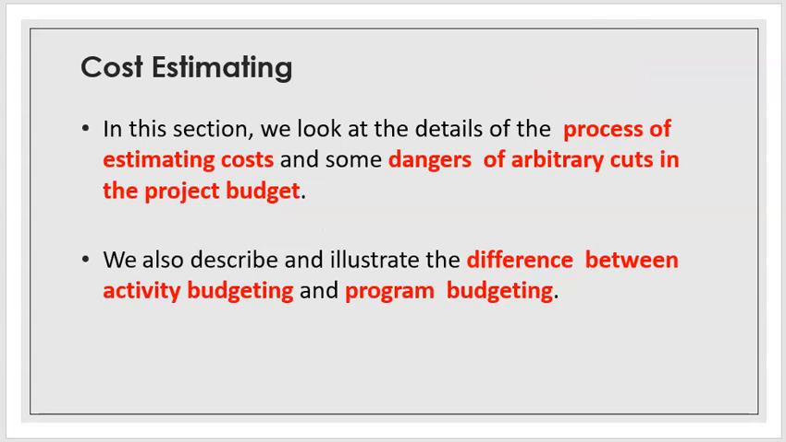So cost estimating. In this section, we will look into the process of estimating the cost and some dangers of randomly cutting the project budget. At the end of this cost estimation also, we would be able to differentiate between activity budgeting and program budgeting.